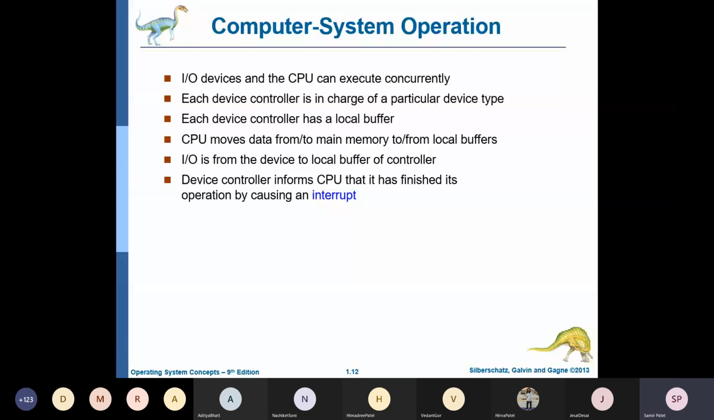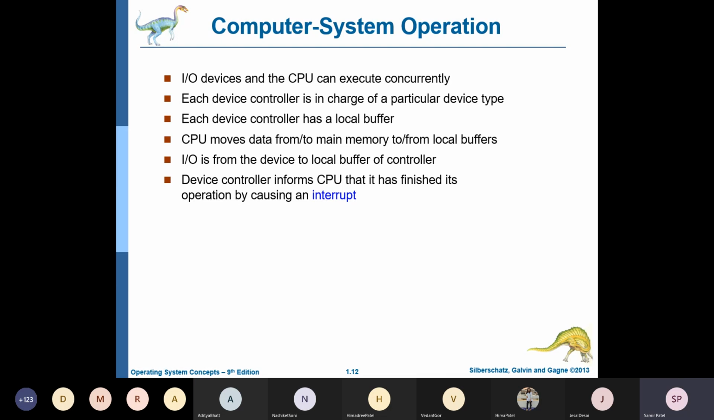But the point is that IO devices and CPU can execute concurrently. So the CPU is doing something, and an IO job is also doing something in the background. All this is possible. And each device controller is in charge of a particular device type. So a mouse driver, if it is there, is responsible for the mouse only. Likewise, if there is a hard disk, then a hard disk controller would be there, responsible for managing that particular resource. So for every device there will be a device controller, or sometimes we can even say a device driver.